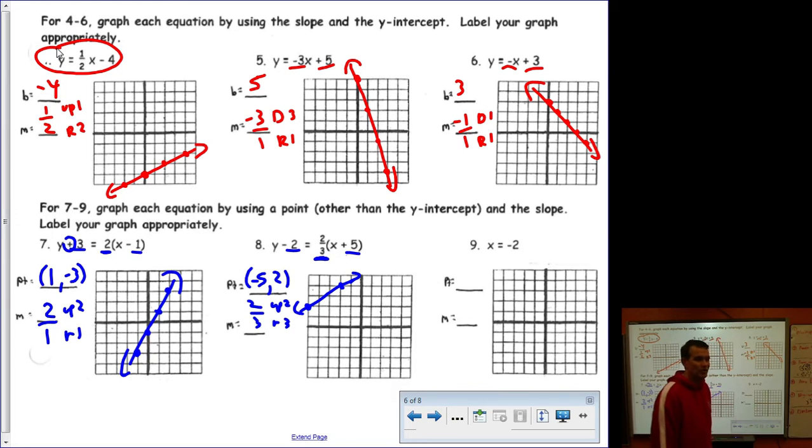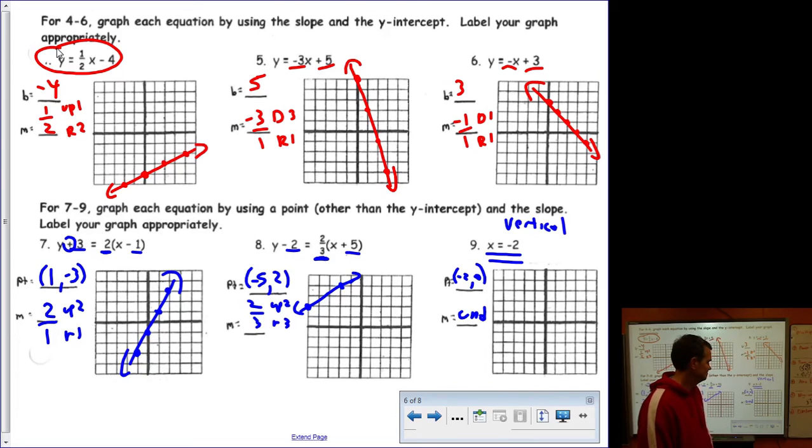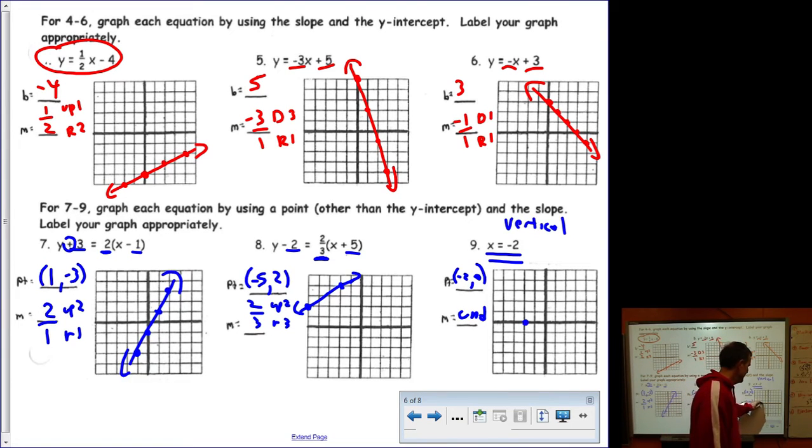Number 9, only an x. Since there's only an x, this is a vertical line. The slope is undefined for a vertical line. And a point on the line would be any point that has an x value of -2, like (-2, 0). So I'll put a point at (-2, 0), and I'll draw a vertical line, and there's that one.